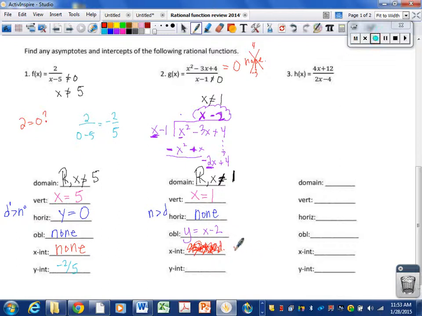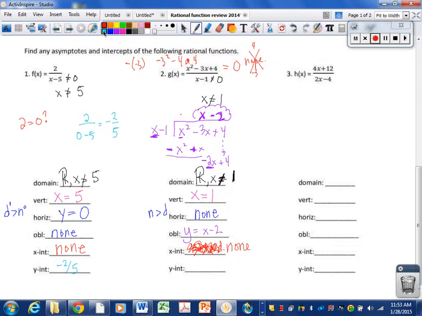Maybe it'll be none. Let's see. Negative b, no, b squared minus 4ac. This would have no x-intercepts, because this would give you imaginary solutions. Anyway, that's not what I want to do.